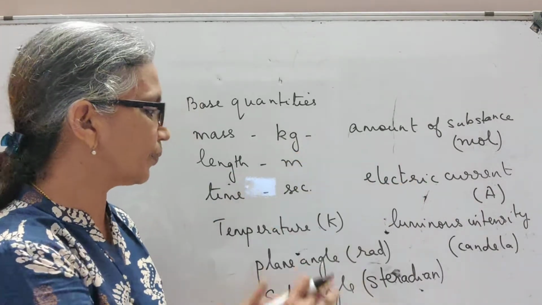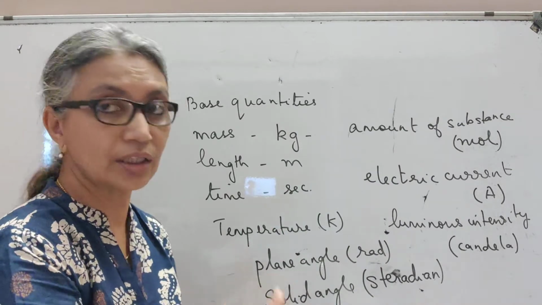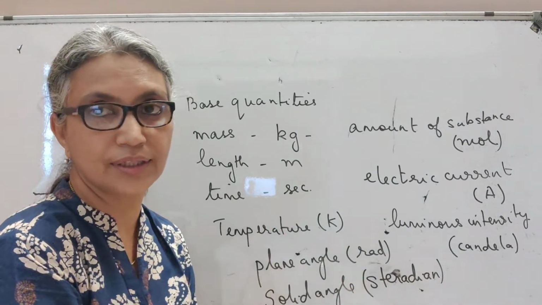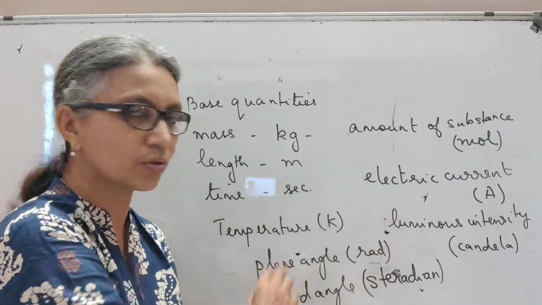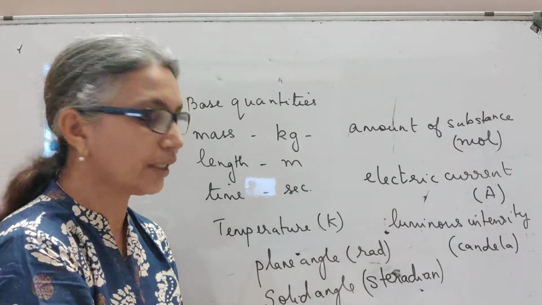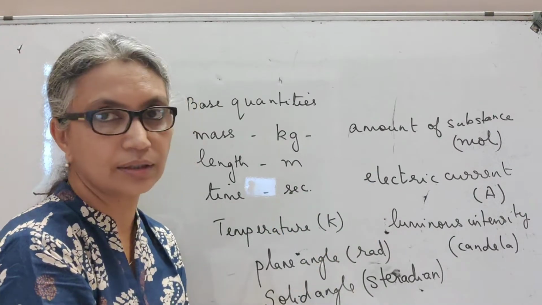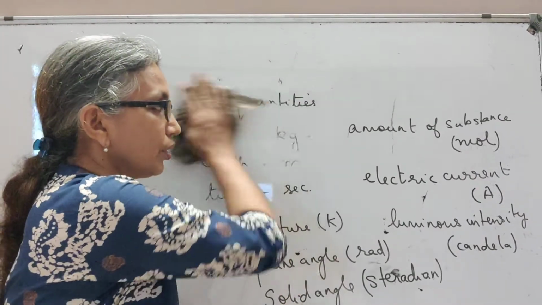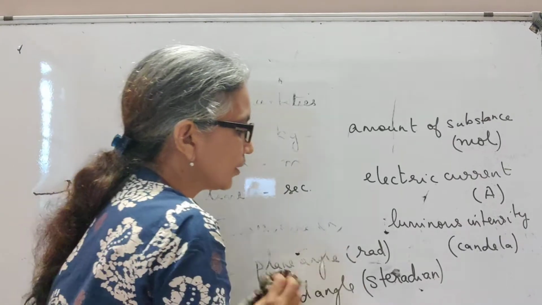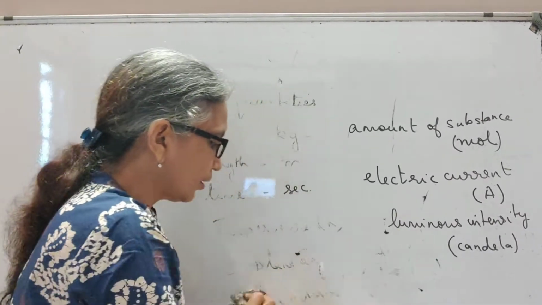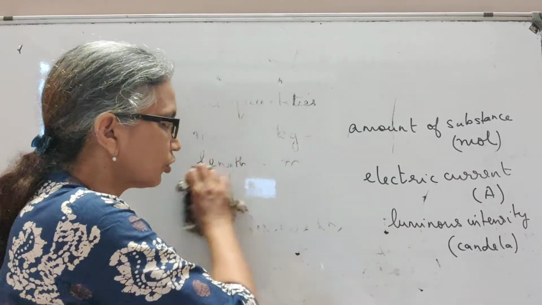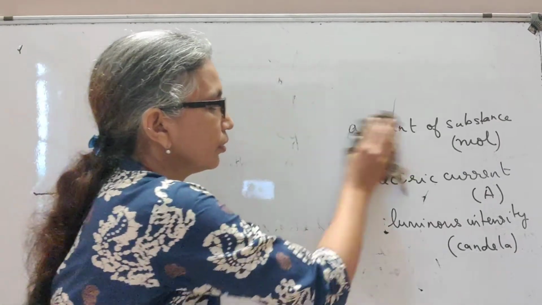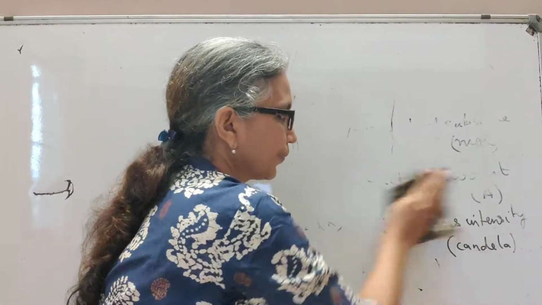So we need these base quantities in order to get the derived quantities. So we have 7 base quantities plus plane angle and solid angle coming under the base quantities. Let us look at what the derived quantities are. Some of the derived quantities you already know. We'll start with that, so you'll be familiar with what you mean by derived quantities.